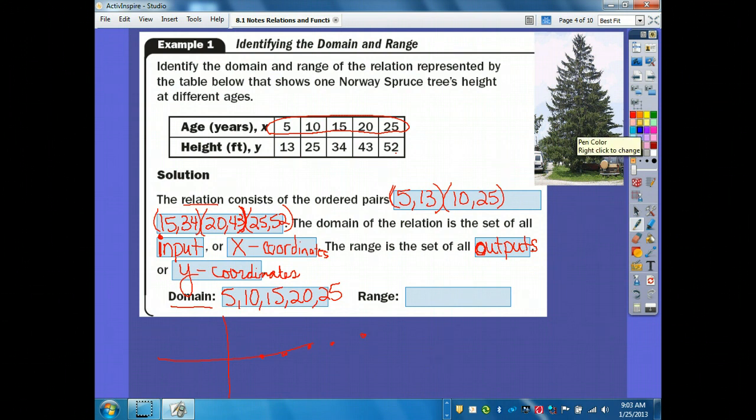So then, all my outputs are what? The y's, okay? These are my x's, these are my y's, so they are 13, 25, 34, 43, and 52. That's how tall they were at those years. Okay? So on the coordinate plane, these dots are going to be anywhere from somewhere up here into the 13, 25, 34, 43 going up this way. They're on your y axis.